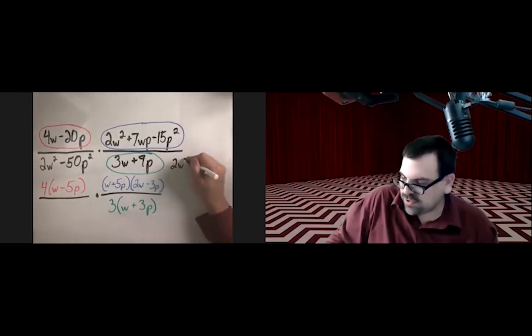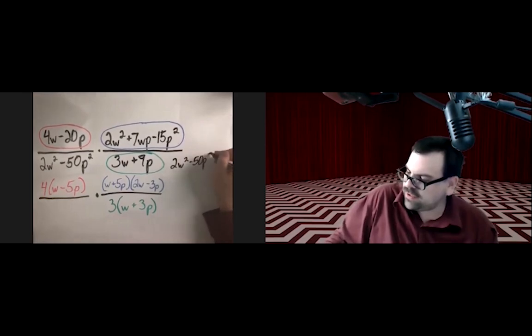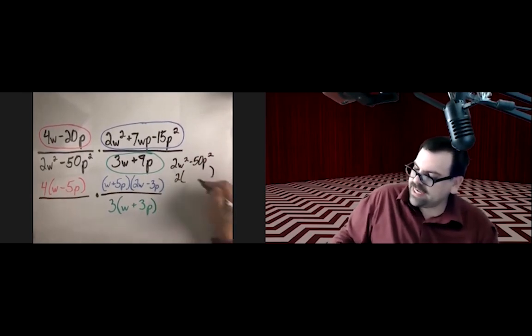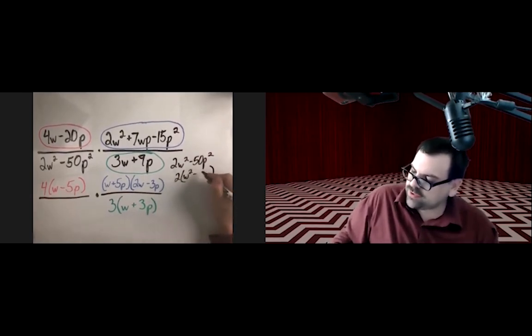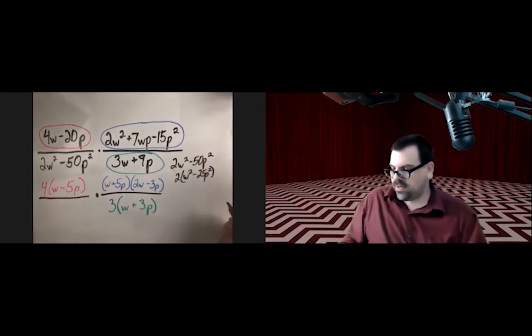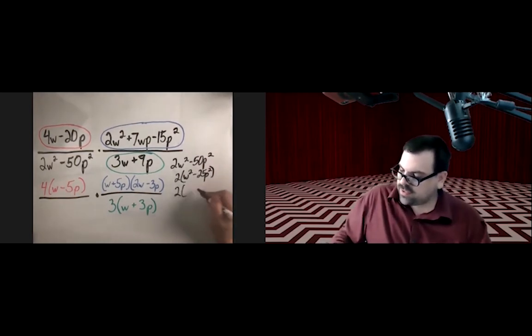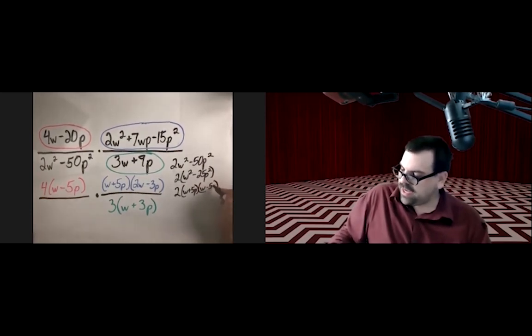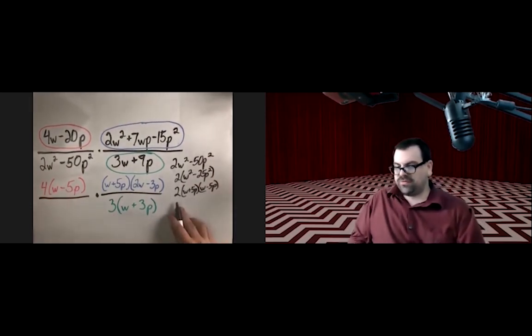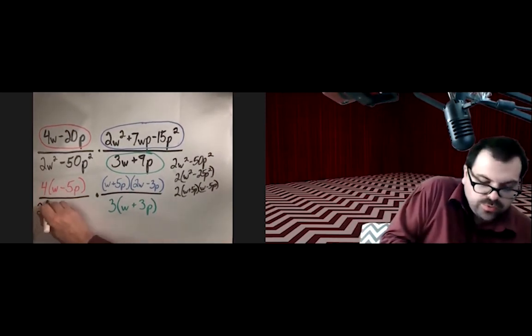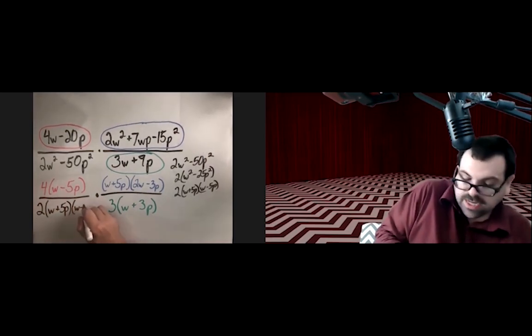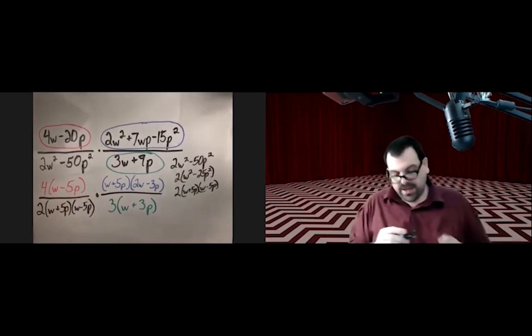Let's factor 2w squared minus 50p squared. Greatest common factor first, we take out a 2. We're left with w squared minus 25p squared. And that's a difference of squares. W plus 5p, w minus 5p. Don't forget that 2 we factored out in front. 2 times w plus 5p times w minus 5p.